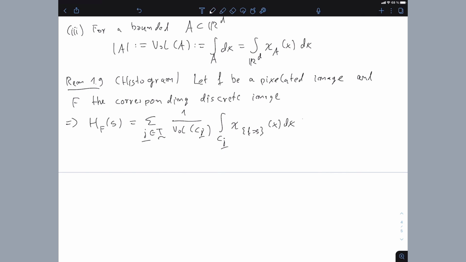So first, we notice that the volume of each cell is the same. And the volume of the cell is just the product of its side lengths, just the product of these hj. So that means we can move this constant factor in front of the sum. And now we are just summing over all the indices over all the cells. That means we are integrating over the entire domain. So this is the same as 1 over the cell volume times the integral over the characteristic function of f equals s.